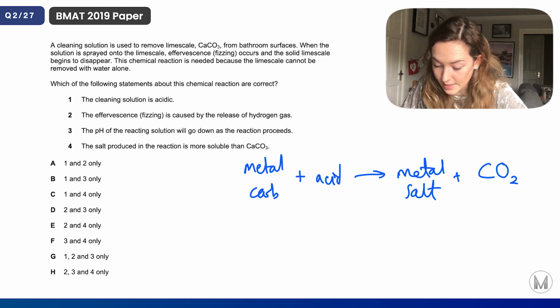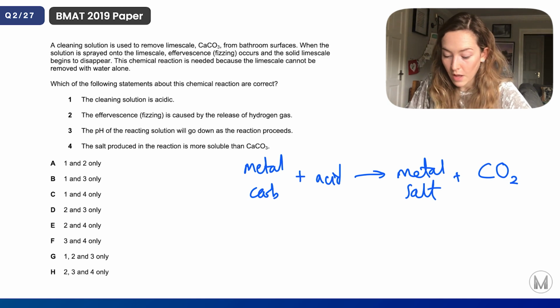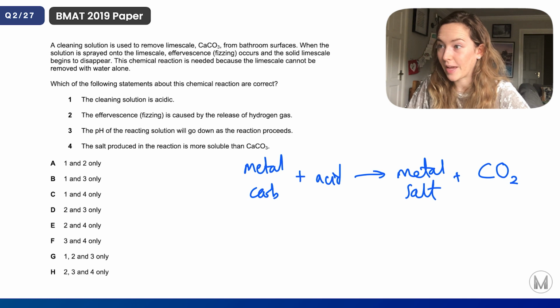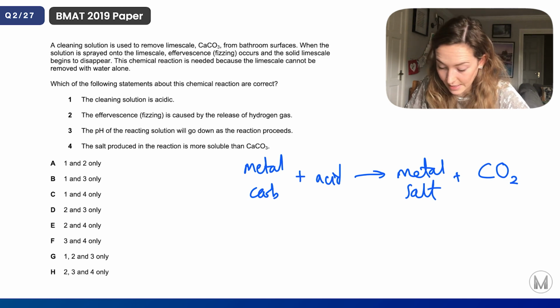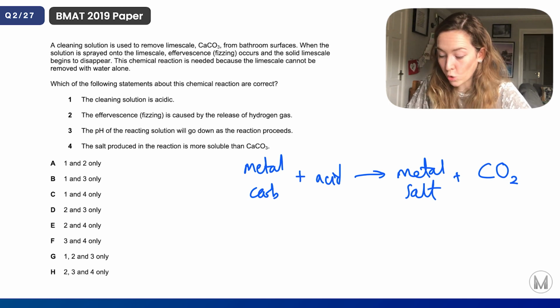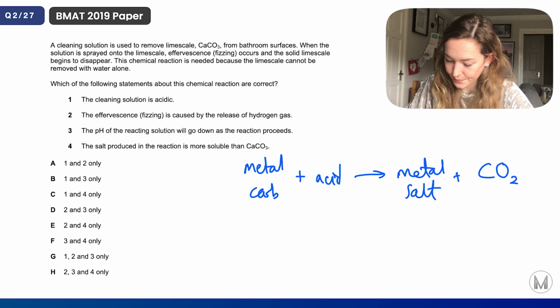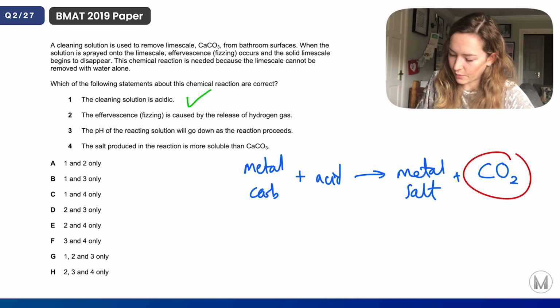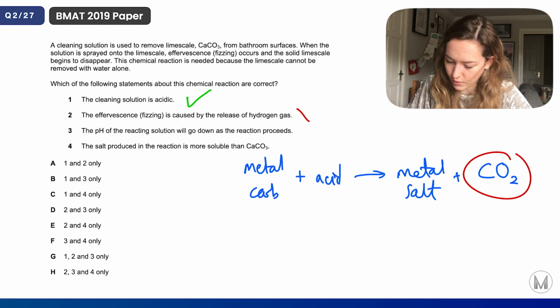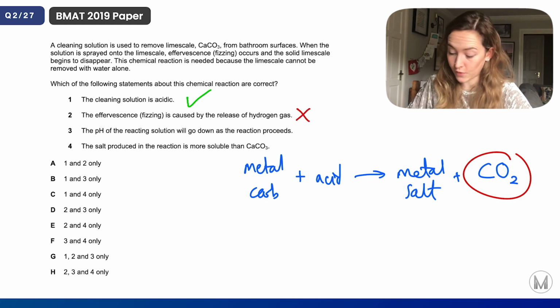So I can see here that statement 1, the cleaning solution is acidic. That is going to be correct. Okay, it's going to be fizzing, so it's going to be acidic. Statement 2, the effervescence is caused by the release of hydrogen gas. I'm going to tick that as correct so I remember. No, we've just agreed that we are making carbon dioxide in these reactions. So that statement is incorrect, it's false.